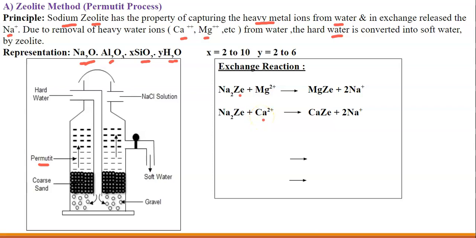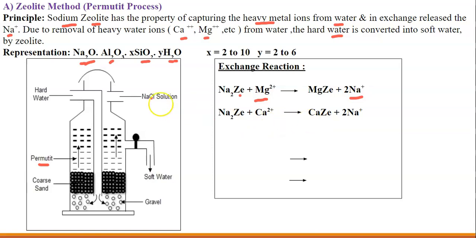If calcium is present in water, the calcium ions will take their place in the zeolite bed and sodium ions will be given out in the water. So the overall reaction is that our hard water gets converted into soft water. Now there will come a time when all the sodium ions which are present in the zeolite bed are replaced by the magnesium and calcium ions, means the heavy metal ions.